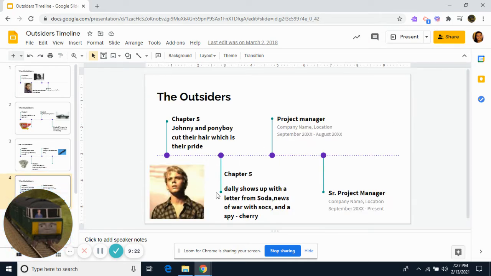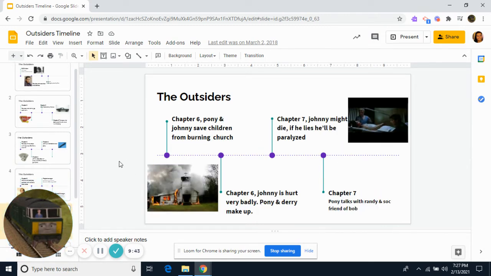Chapter 5. Johnny and Ponyboy cut their hair, which is their pride. Dally shows up with a letter from Soda, news of war with the Socs, and a spy, Cherry. You guys know what it is. Chapter 6, and there's chapter 7 too. Chapter 6, Pony and Johnny save children from a burning church.